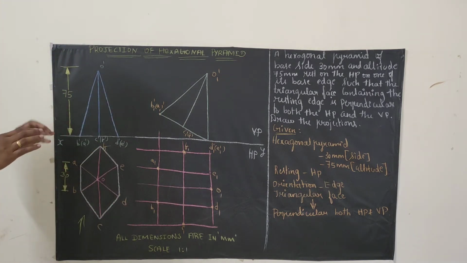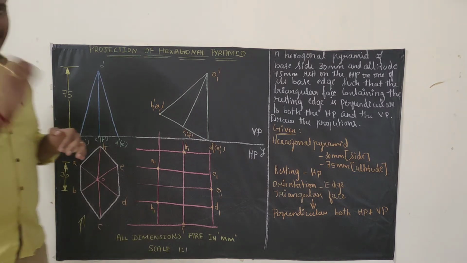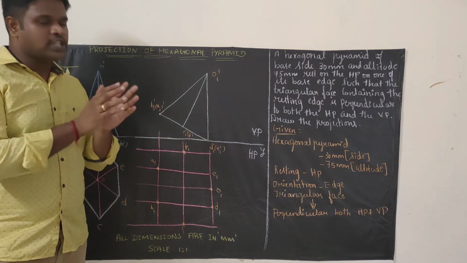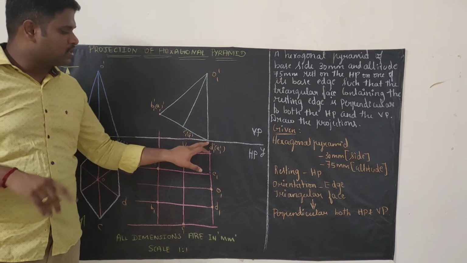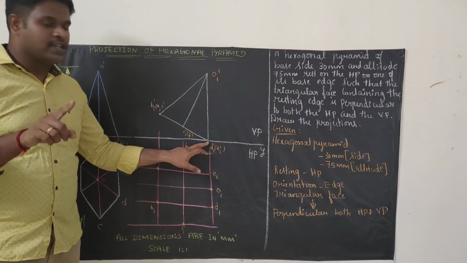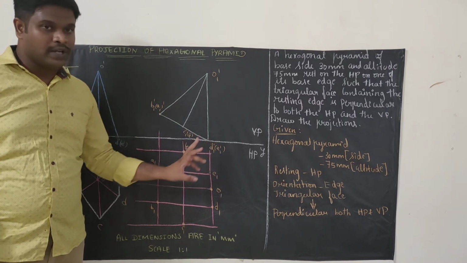Now clearly watch how to identify the hidden points. So according to our concept, identify a point or edge which is touching or lying on the reference line. So this is the only edge lying on the reference line, that is D1 dash and E1 dash.